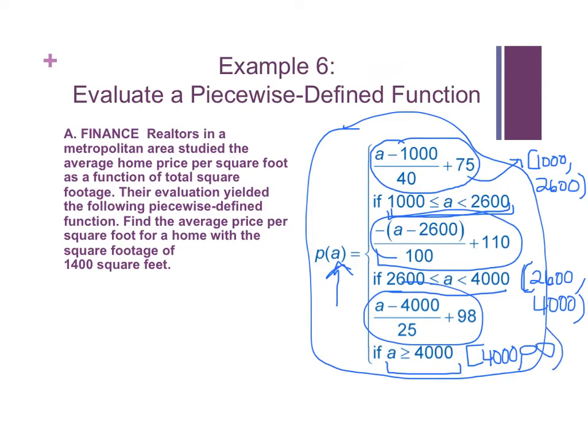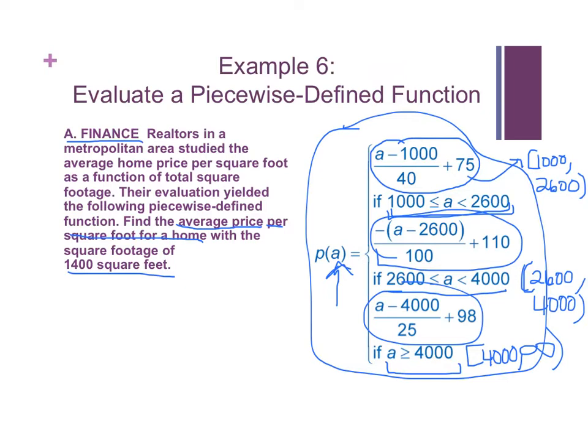So here's what this function is describing. This situation is in finance, and it says realtors in a metropolitan area studied the average home price per square foot as a function of total square footage. Their evaluation yielded the following piecewise defined function. Find the average price per square foot for a home with the square footage of 1,400 square feet.